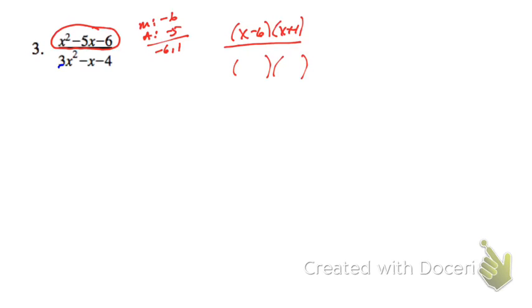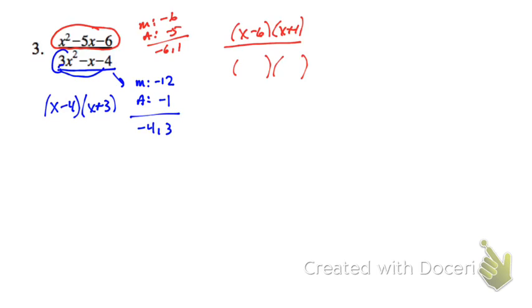Okay, so we got to figure out what's on the bottom of this thing. In this denominator, well, here we go. It's a bottoms up problem. So we calculate our multiply number as usual. 3 times negative 4 would be negative 12. Our add number in the middle is a negative 1. And that would be what? Negative 4 and positive 3. So it would be an x minus 4 and an x plus 3.